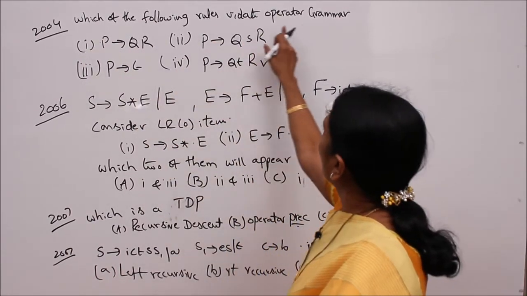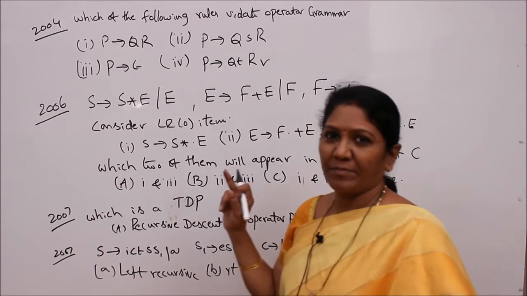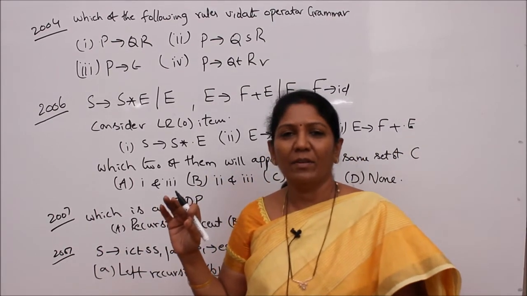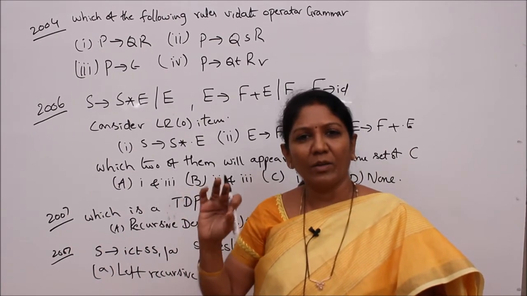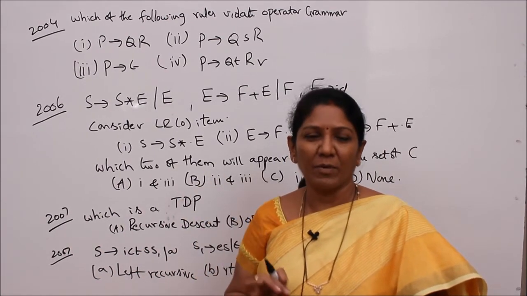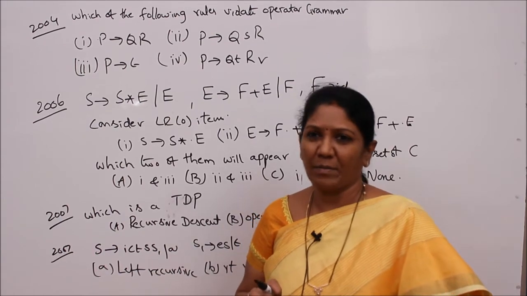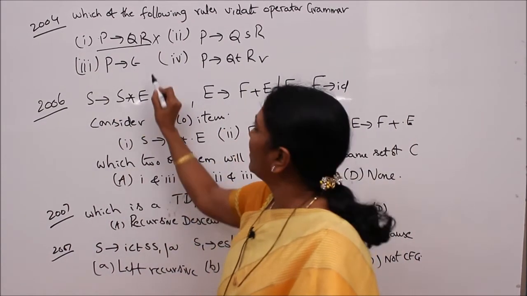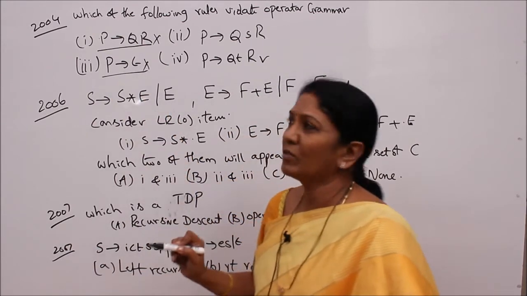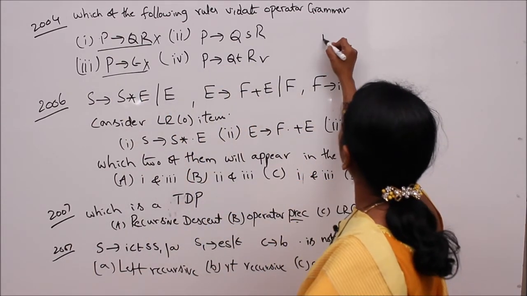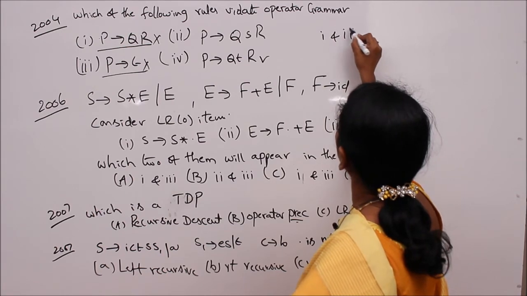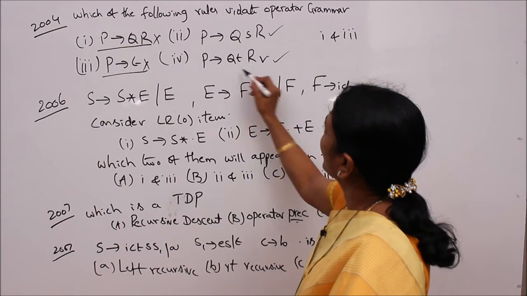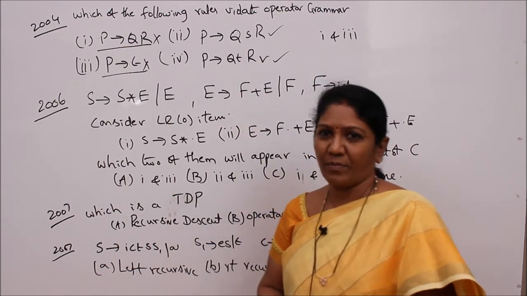So look at this question, this was asked in 2004. Which of the following rules violate operator grammar definition? So what is an operator grammar? A grammar which does not contain two adjacent non-terminals or epsilon production is called an operator grammar. So two adjacent non-terminals are not allowed. This is not allowed. So the ones which violate are 1 and 3, these two rules. Whereas in between a terminal, no two adjacent non-terminals, this is allowed.